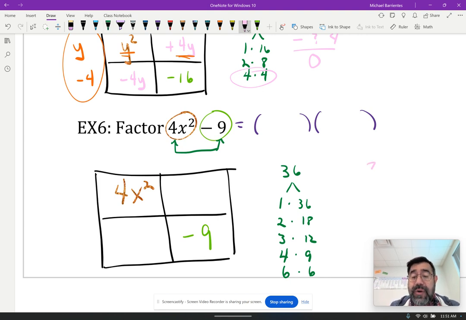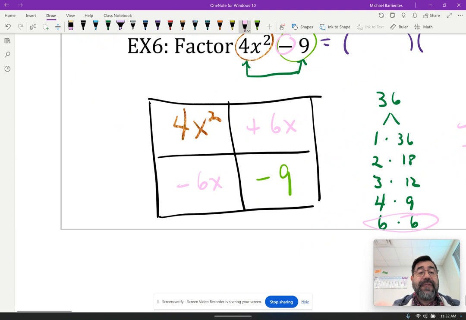But I'm looking for the pair that when I subtract them gives me the middle term, but there's no middle term, so that would be 0. Well, the only pair of numbers that when I subtract them will give me 0 is 6. 6 minus 6 would give me 0. So I'm going to put positive 6x in this box, and because I'm subtracting 6, I'm going to put minus 6x in the other box. Because when I put these 2 pink terms together, they give me 0x, and that's why you don't see a middle term. And now we begin our factoring.